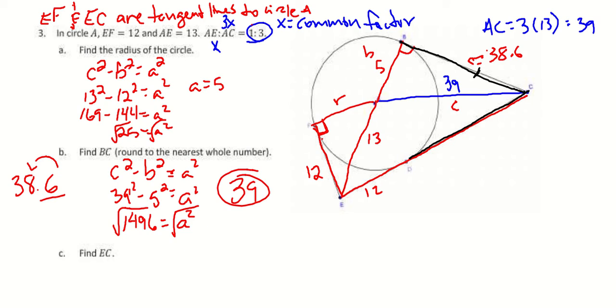Therefore, they come from the same point, so they're equal. So this is also 39. And then we can just add those together. So that's 12 plus 39, and that's going to be our length. So that's 51 units, because there isn't a measurement.